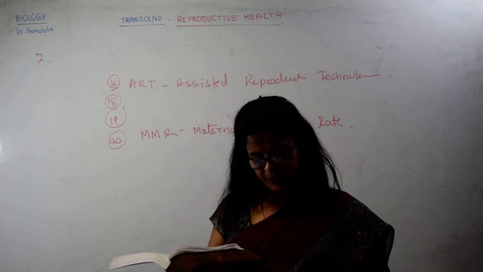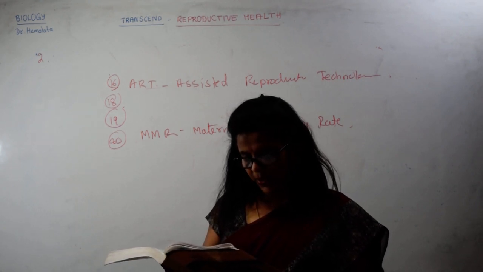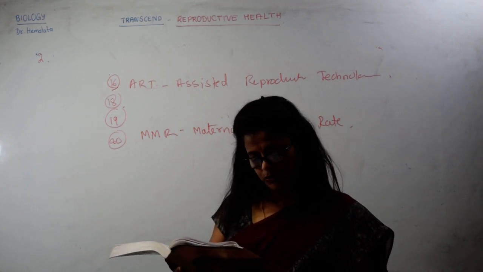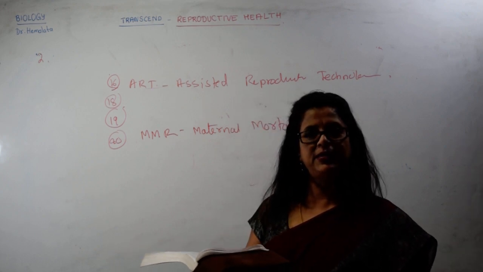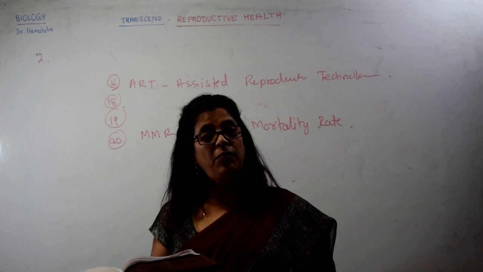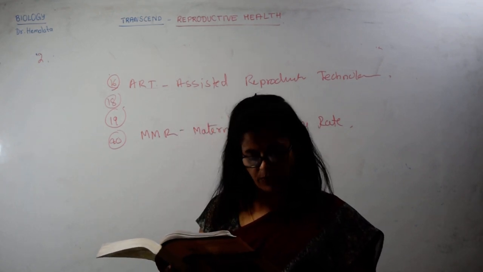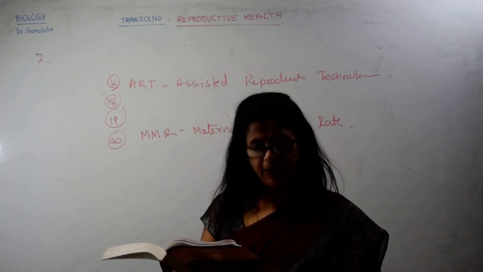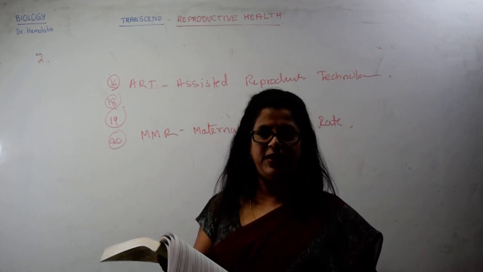Rapid increase in IMR, right? Then rapid decrease in MMR. So among all these, the decrease in MMR is right. There is a rapid decrease in maternal mortality rate. Then increase in health facilities. Therefore, the first and fourth options are right. Option A is the correct answer for the 20th question.